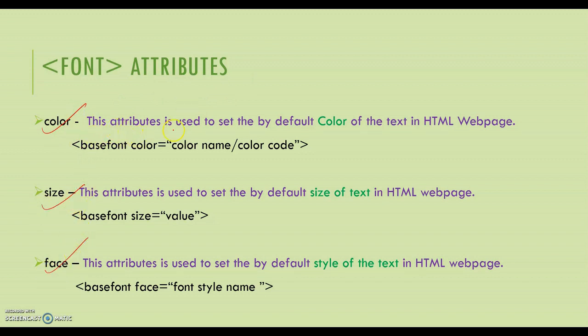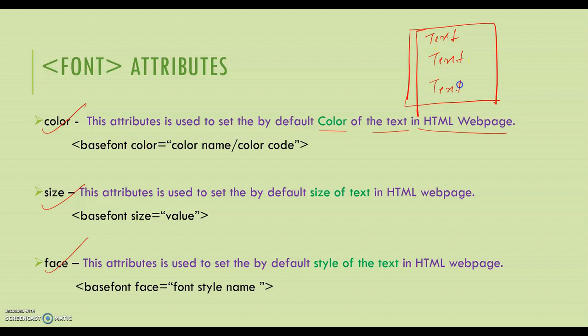Color is the attribute used to set the default color of the text in an HTML web page. Suppose this is your HTML web page and we have written some text here. If you want to change the default color of this text, you can do so using this syntax: basefont color, color name, or color code. In place of the color name, you can put any color name, and you can also put a color code, as we discussed in the font tag.